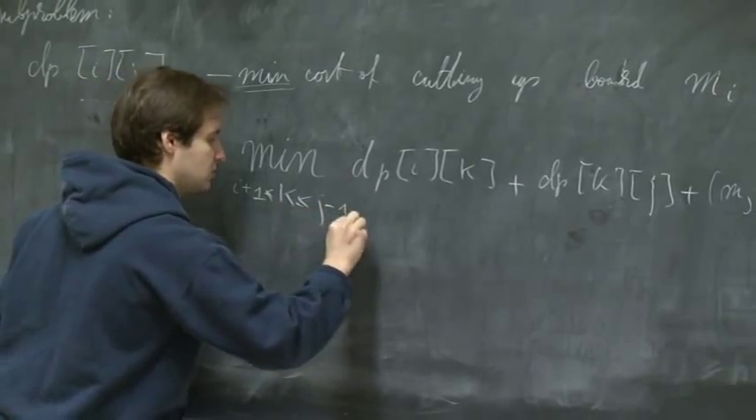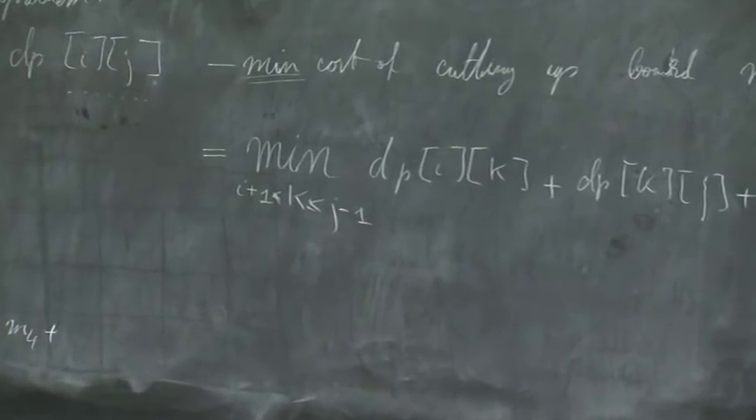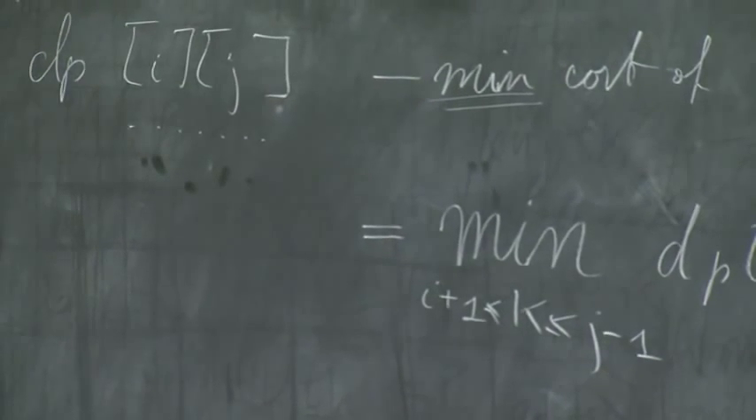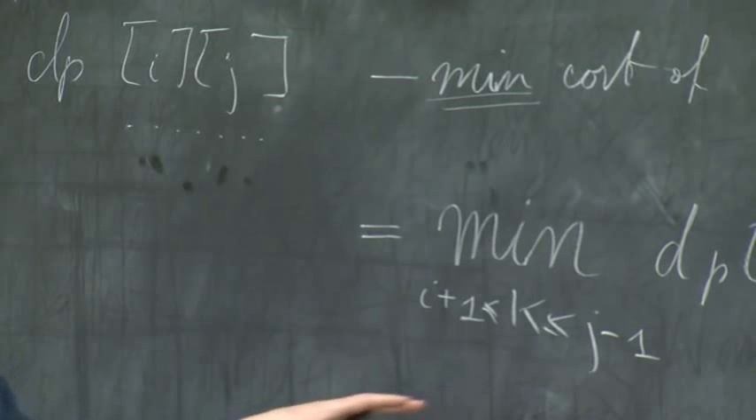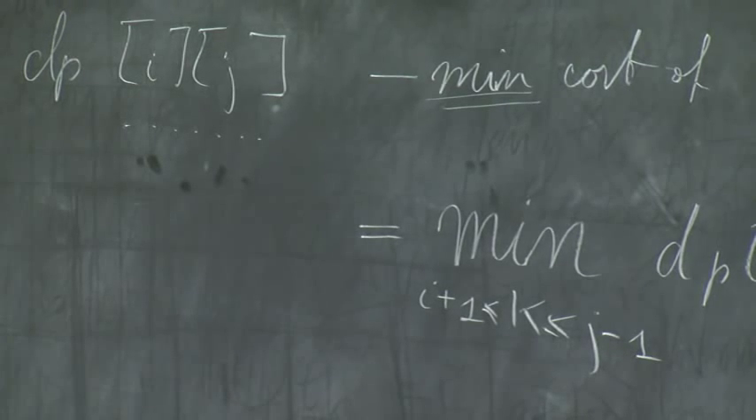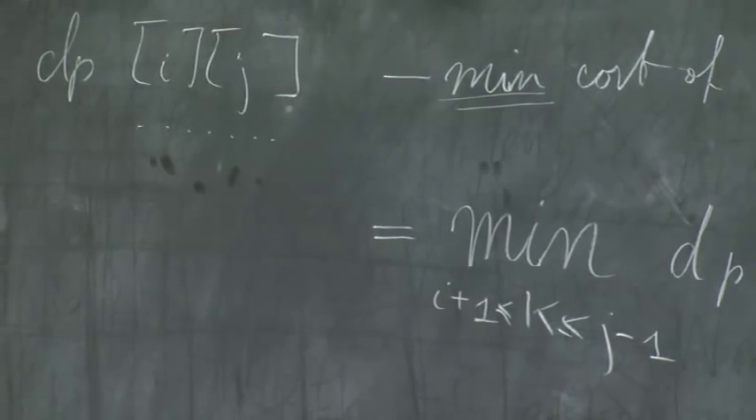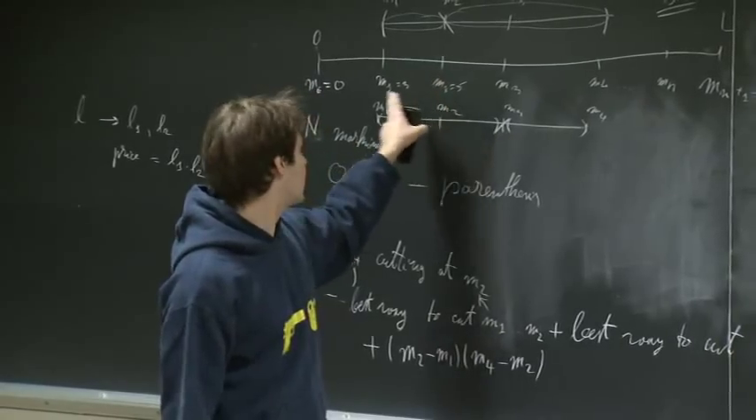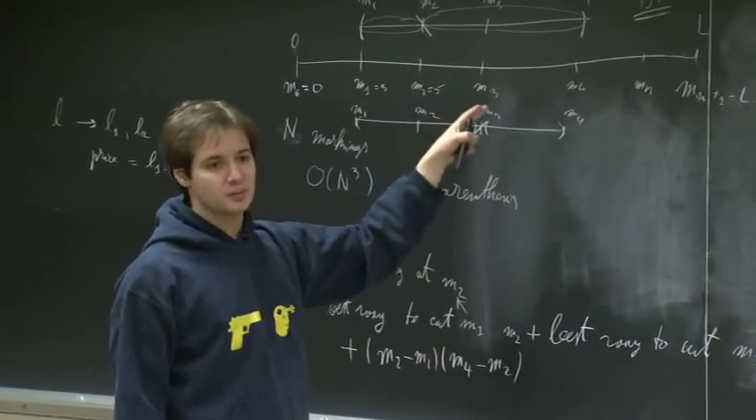Very good. Would it be like M of I plus 1? I don't know what that is. So K is which marking I'm cutting at. I never want to cut inside the marking. I don't even know these are integers. So no, K is which marking? I, J, and K are which marking I'm cutting at.